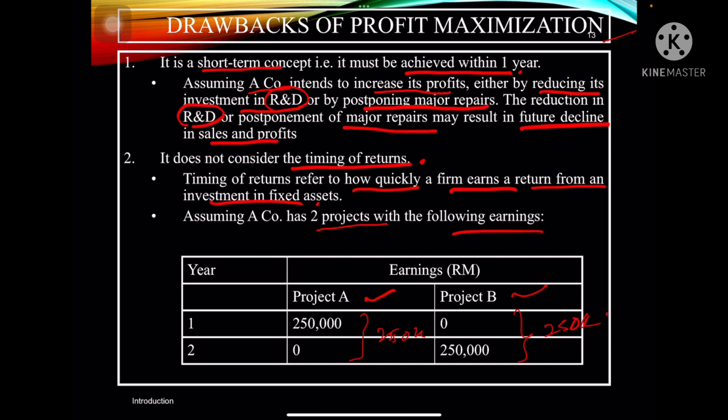But in terms of drawbacks, we have to see how fast the company can get back the return. In this situation, project A is better. Why? They can get the return in year 1. After they receive the return in year 1, they can make an investment with the 250k. But for project B, they have to wait until the second year to get the 250k.